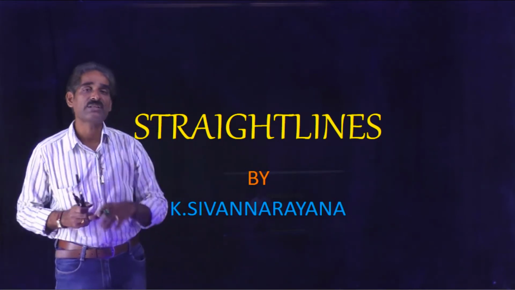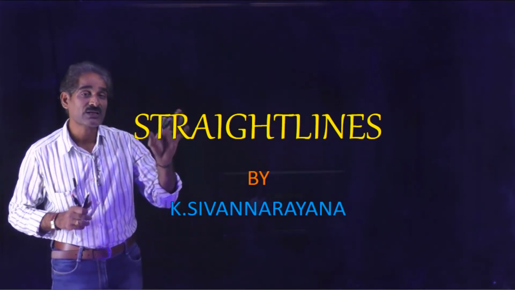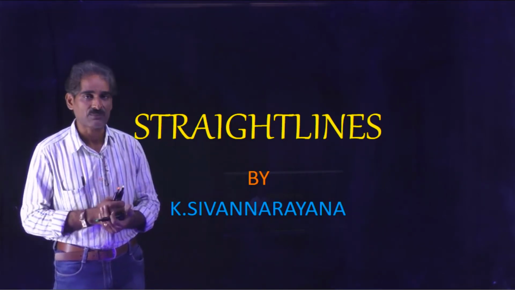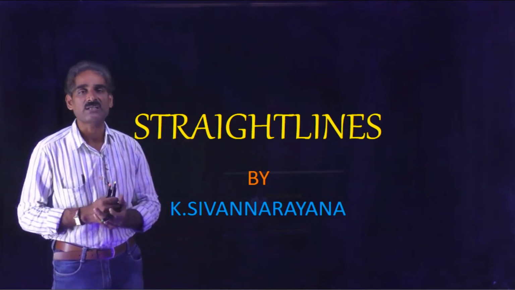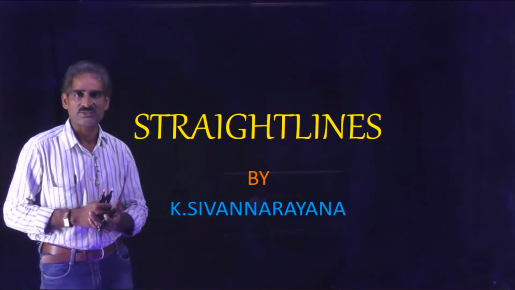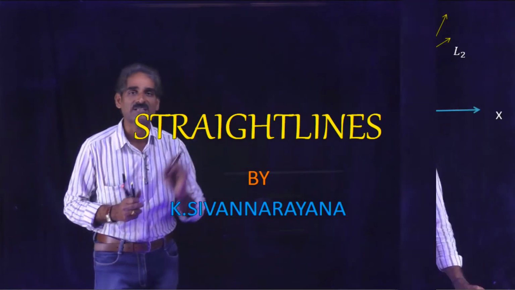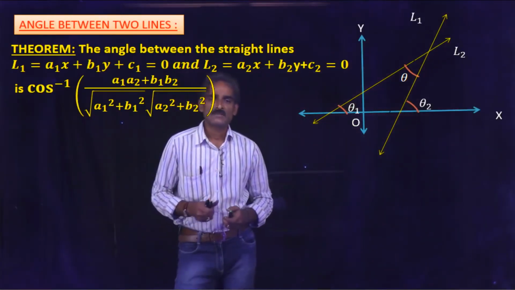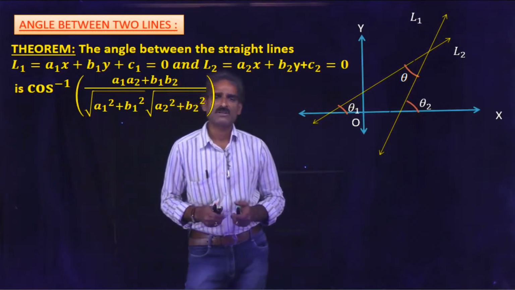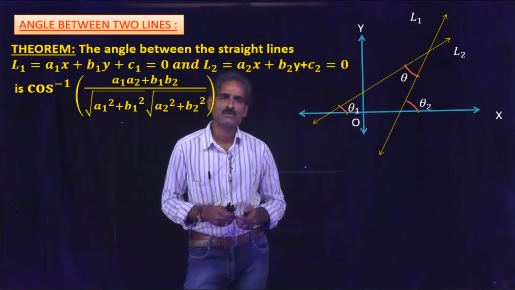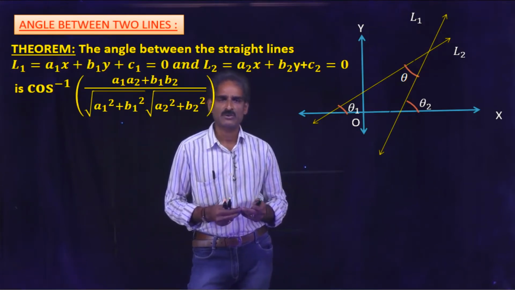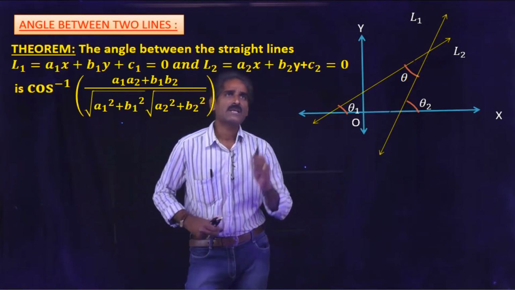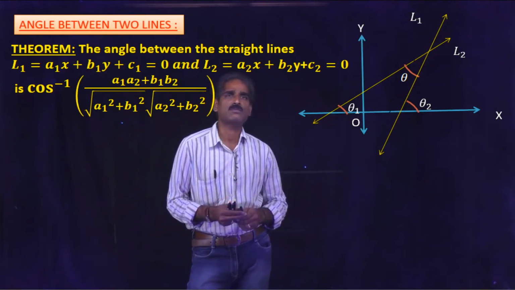So how can you find the angle between the lines when the slopes are not defined? We have to use cos theta. We can't use the tan theta formula. So we have to derive cos theta and some applications we will learn in this class. Now see the theorem. The angle between the straight lines L1 equal to a1x plus b1y plus c1 equal to 0, L2 equal to a2x plus b2y plus c2 equal to 0 is cos inverse of a1 a2 plus b1 b2 by root of a1 square plus b1 square into root of a2 square plus b2 square.